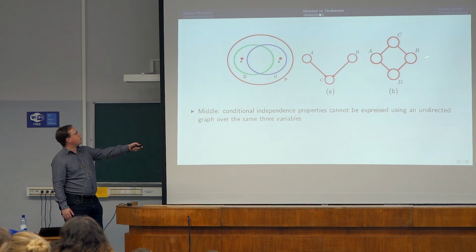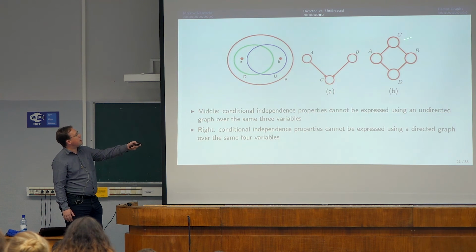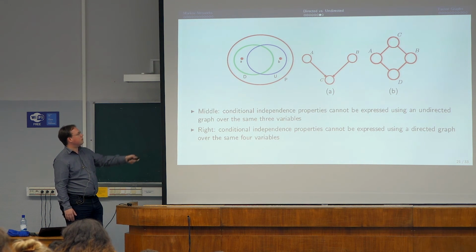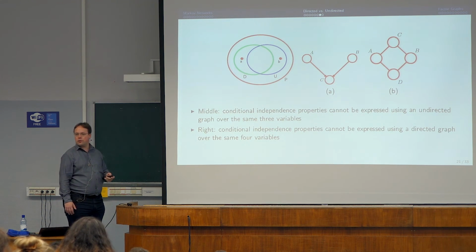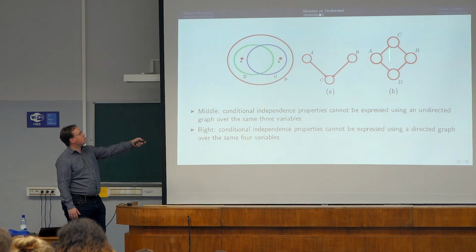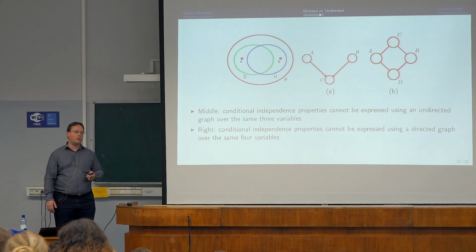Same here the other way around. This imposes a conditional dependence in the directed graph, namely that these 2 are independent when you condition on those. But otherwise, they are dependent. So if you marginalize out these, they would be dependent, for example. And this is not something you can express with a directed graph over 4 variables.